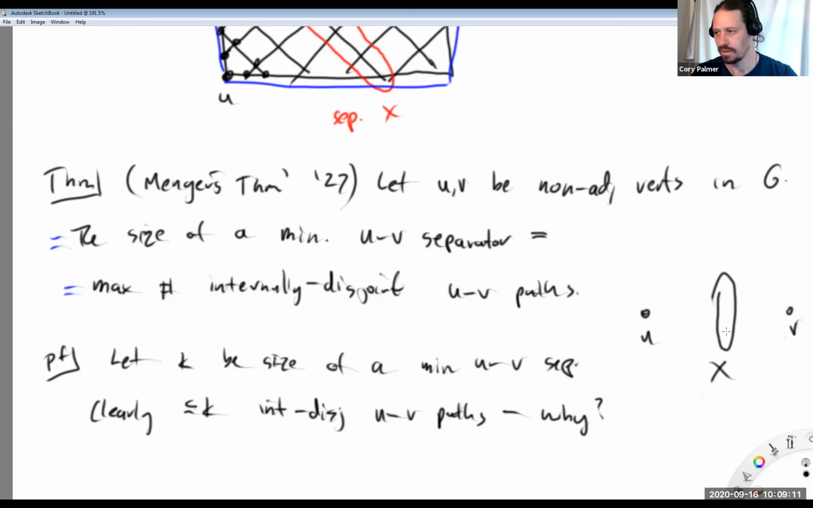We've used internally disjoint last time, but some books call this independent. So internally disjoint paths are independent paths. Just so you're aware. I don't prefer this term because independence has other meanings.